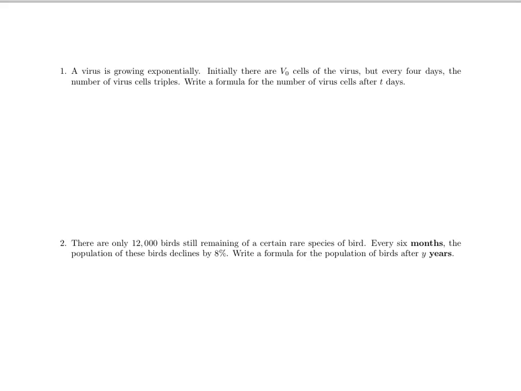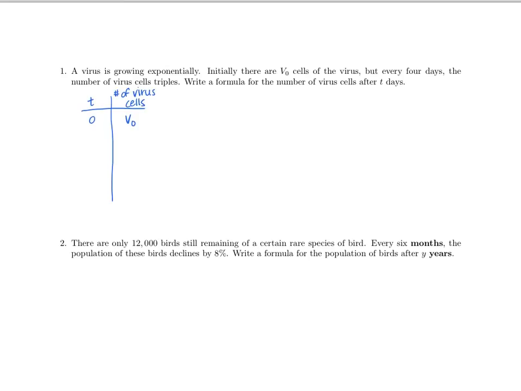Now, that doesn't mean that the actual process itself is very straightforward, but what you want to do is take into account all of the pieces of information that have been given to you. First, you're told that you start off with V0 cells of the virus. So that means that when t equals 0, the number of cells you have is V0. Let's write that down in a convenient table to keep track of our information.